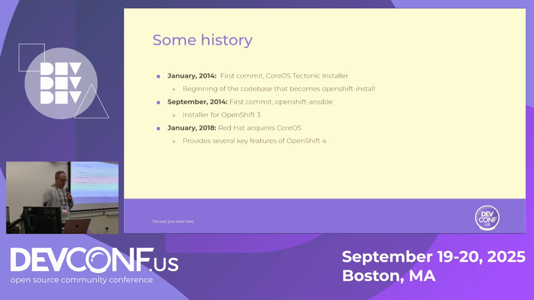For comparison, in September 2014, it's the first commit to OpenShift Ansible. That's the installer that we used for OpenShift 3. Very different approaches between those two different installation methods. In January 2018, Red Hat acquired CoreOS. That acquisition would provide several key features that would go into sort of the foundation for OpenShift 4: CoreOS operating system, operator framework, and of course the installer itself.